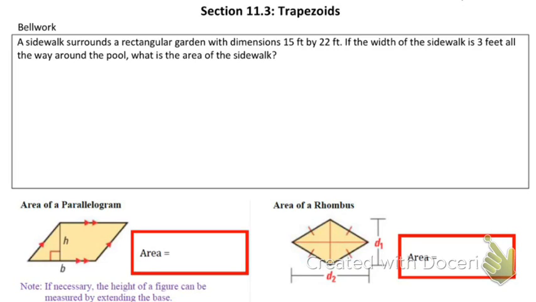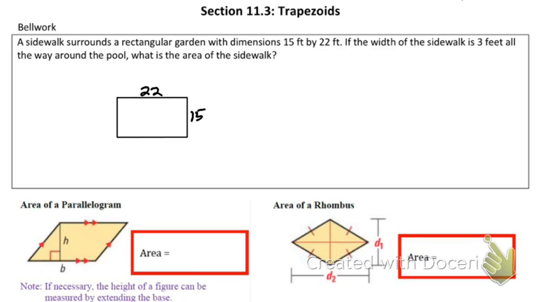This showed up in our homework, and it showed up again. I like these kinds of problems. So we have a garden. Here's my beautiful garden. It is 15 by 22. It doesn't matter which one I put as 15 or 22, but there it is.